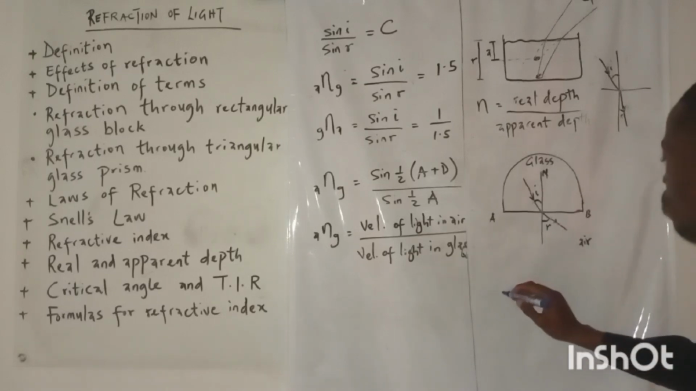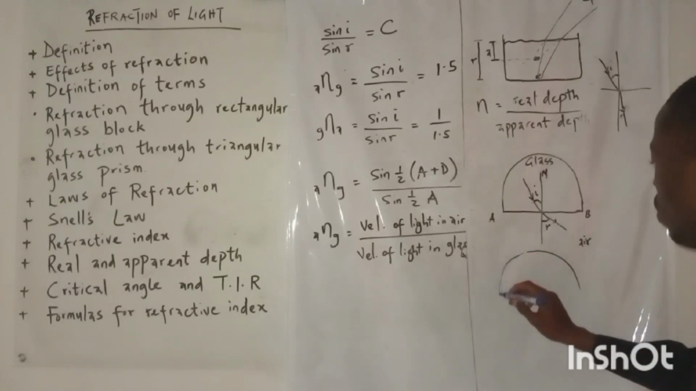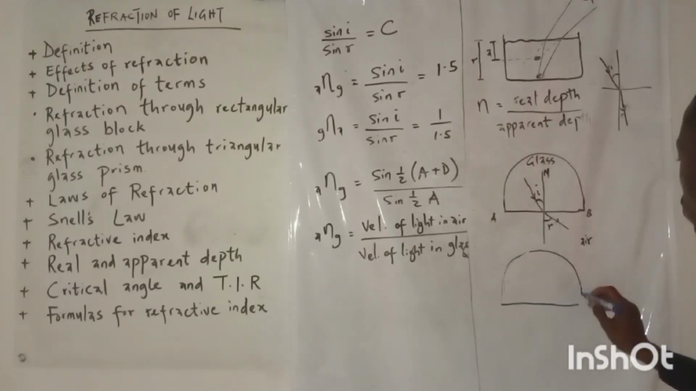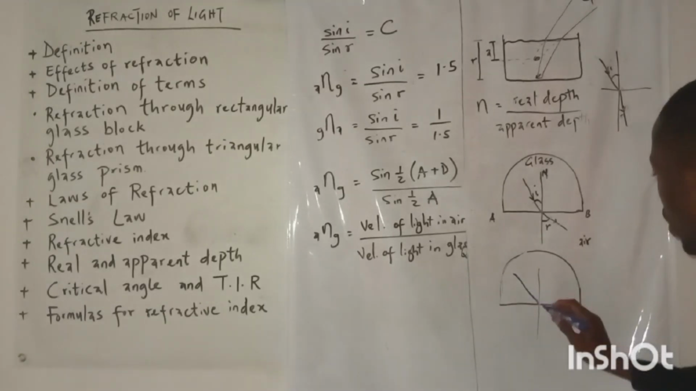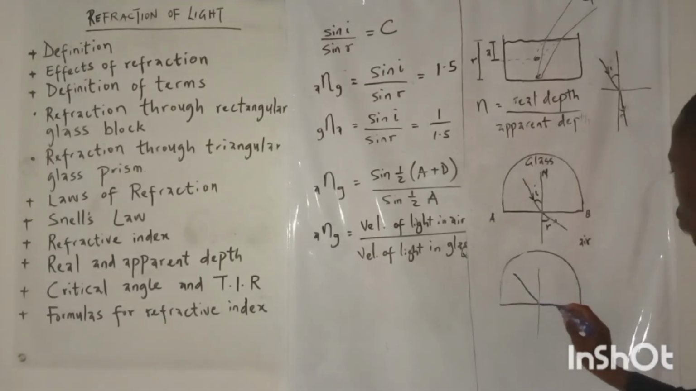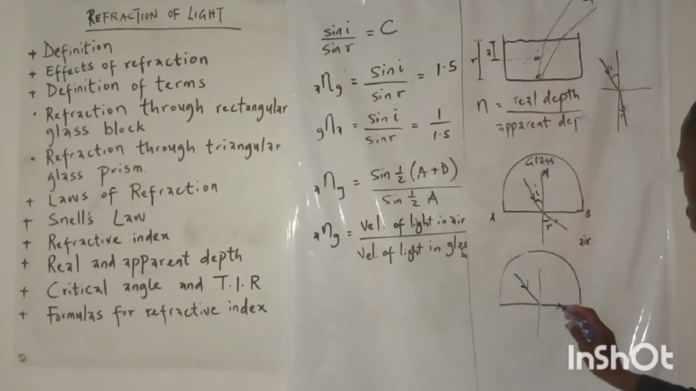So it can get to a point, this is the normal. It will get to a point where the angle of refraction will be 90 degrees. This is the incident ray, this is the refracted ray.